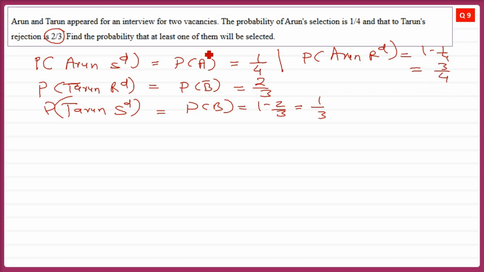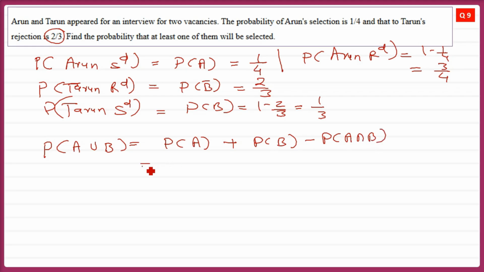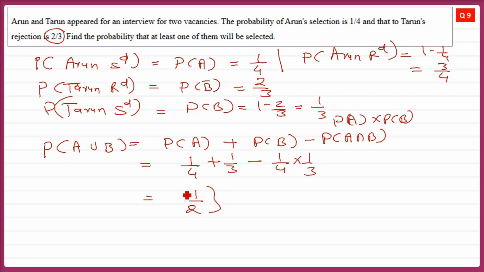The probability that at least one of them will get selected, so this is P(A union B). This will be P(A) plus P(B) minus P(A intersection B), because at least one of them means either A or B or both of them. P(A intersection B), because of the independence, we can write as P(A) multiplied by P(B). This comes out to be 1/4 plus 1/3 minus 1/4 multiplied by 1/3. So this 3/4 is not required. We computed it, but it isn't used. So the final result is 1/2.